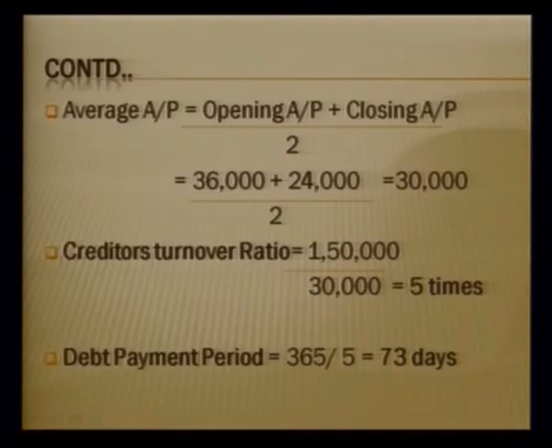And if we have to compute the debt payment period or the credit payment period, since nothing is mentioned in the illustration that you have to take the number of days in a year to be 360, we assume 365 days as the total number of days. So, 365 divided by 5 gives us 73. The interpretation would be that the business is taking 73 days in making the payments on the credit purchases that it has made.